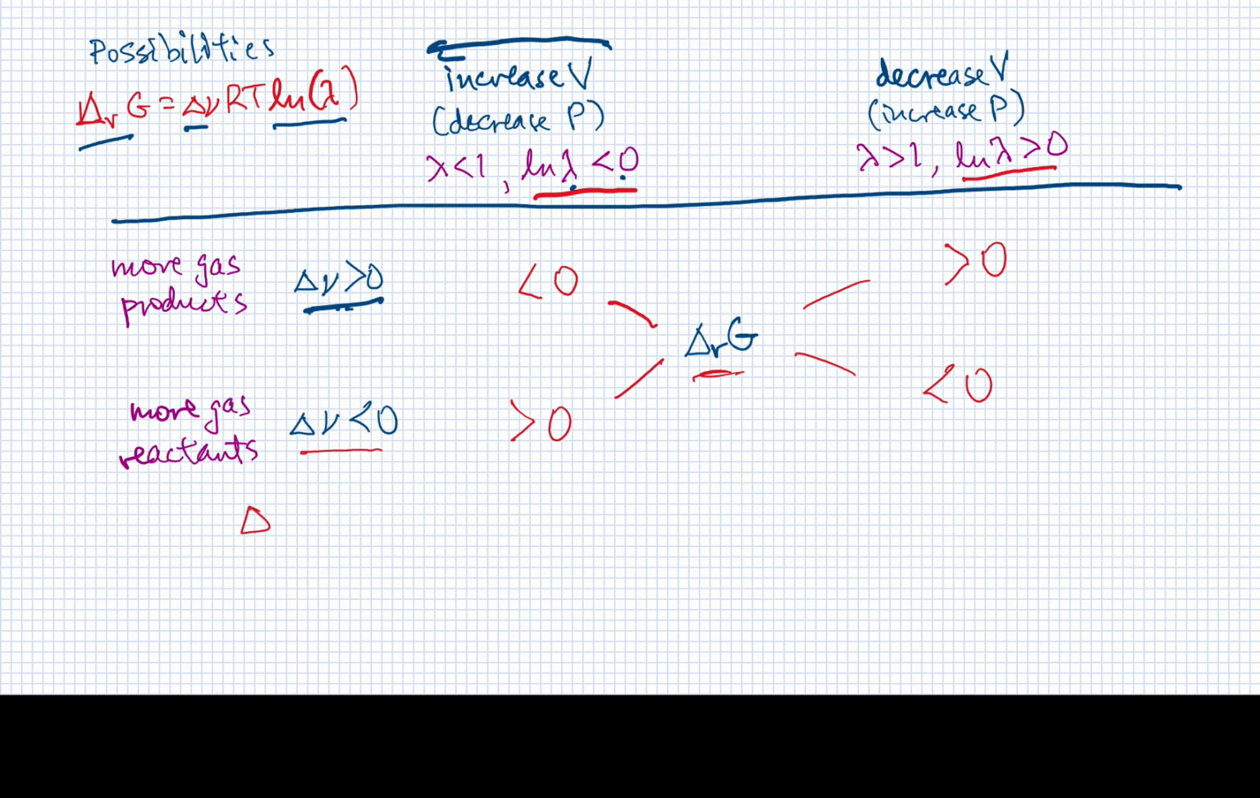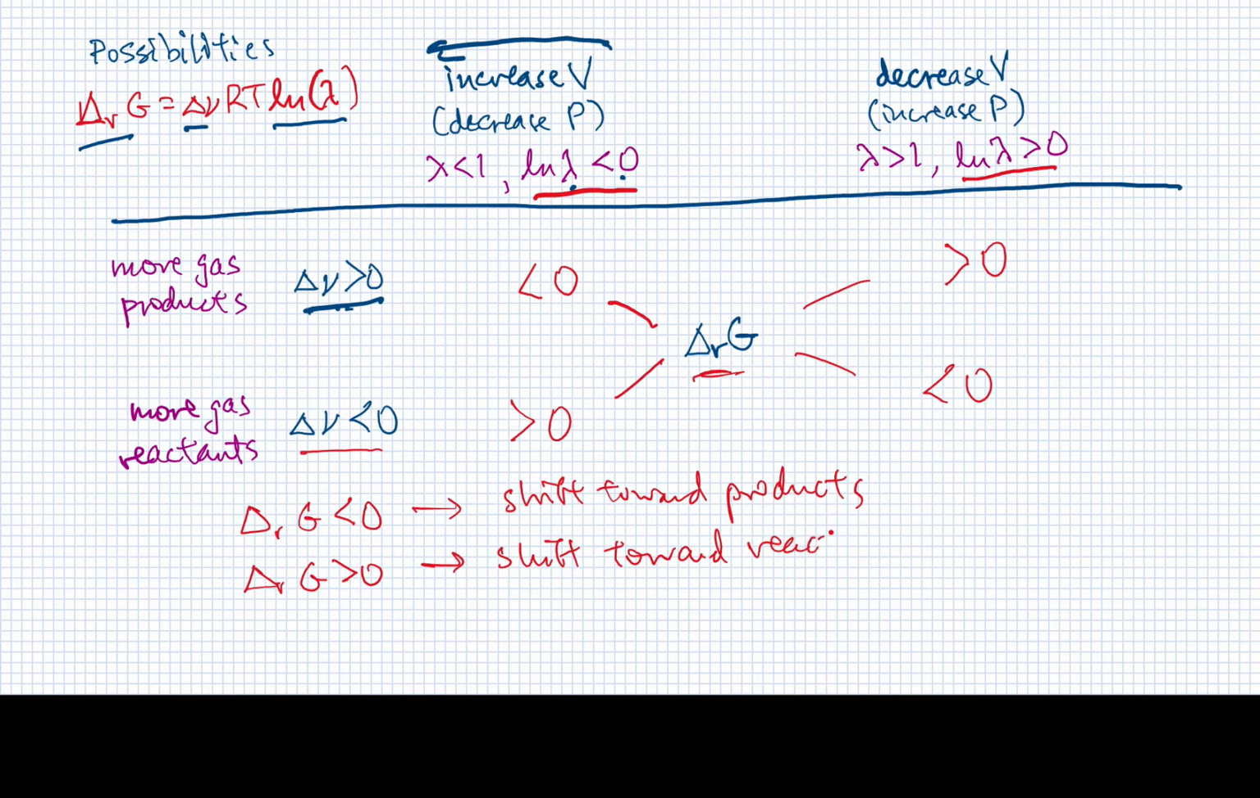Now I'll remind you that when delta G is less than 0, what that means is the reaction is going to proceed spontaneously in the direction that it's written. In other words, it's going to shift toward the products. And when delta G is greater than 0, it's going to shift toward the reactants. What we see in general, and you can track this with these different changes that I've indicated on this chart, is that when we decrease the volume and increase the pressure, the reaction will shift to the side of the equation that has fewer moles in the gas phase. If we increase the volume and decrease the pressure, then the reaction will shift to the side of the reaction that has more moles in the gas phase.